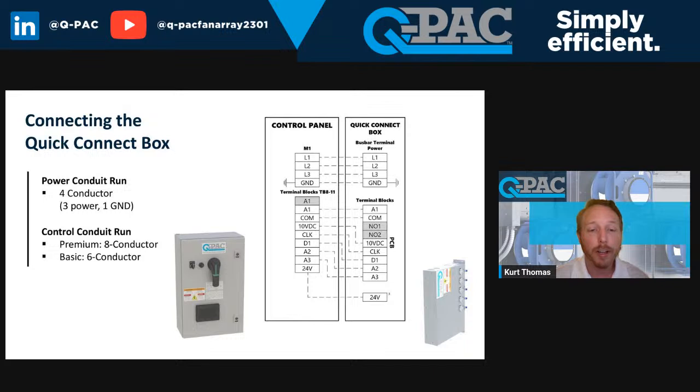And the control side is super easy. Like I said, 8 to 6 conductor wire, anywhere between 16 gauge and 20 gauge, and it does not need to be shielded. It does, however, need to be run in separate conduit than the power wire, but it doesn't need to be shielded since they are being separated into a different conduit.